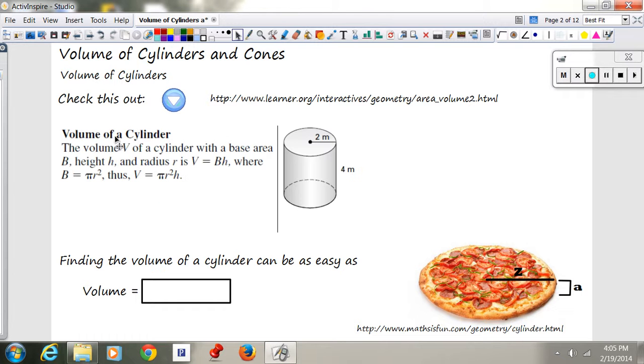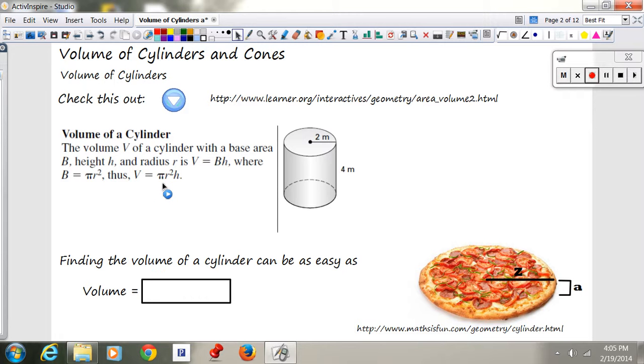So here's our formula. The volume of a cylinder with a base area B, a height h, and the radius r, which we know all those letters are from our formula. V is volume, big B is the area of the base, and h is our height. And our volume is just the area of the base times the height.